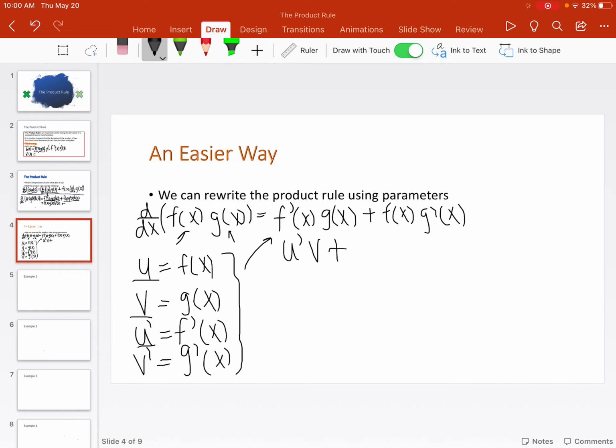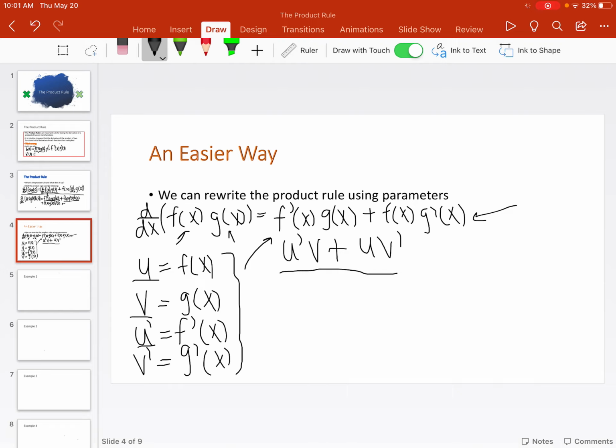plus, what's f of x? Well, f of x is just u, right? Looking at the list, times g prime of x. What's g prime of x? Well, it's just v prime, right? Looking at the list, it's just v prime. Now we got a form that is much, much easier to work with.